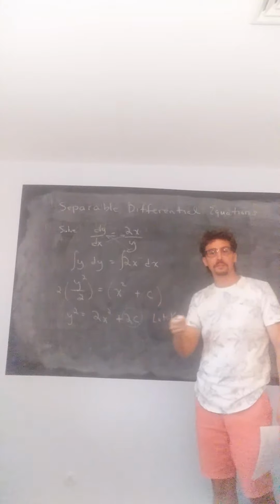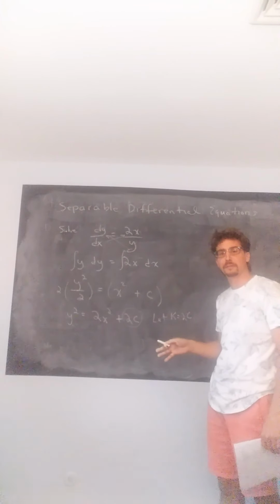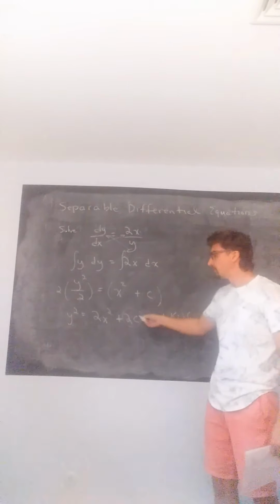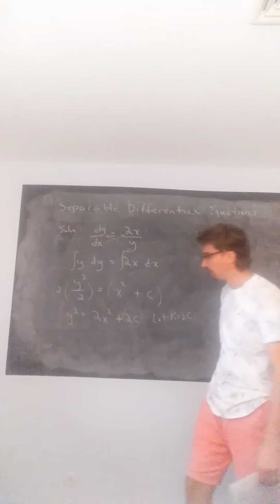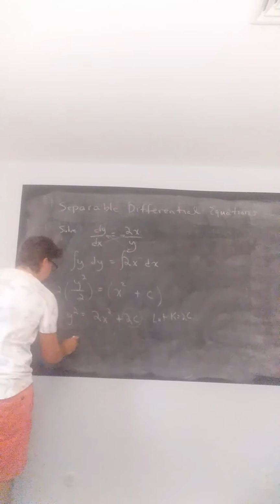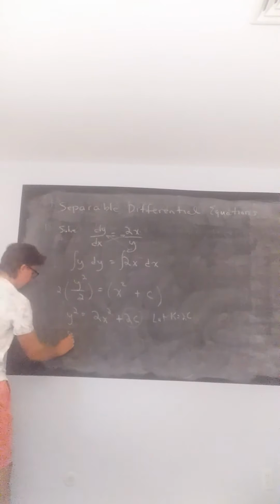On your answer sheet that you will see eventually, because it was written from a different department, they'll just use a big C in place of it, which is okay. So what we're going to get here is y squared equals 2x squared plus k. K stands for the 2c.